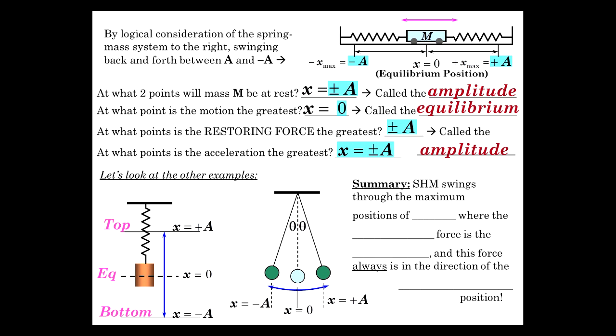So in summary, simple harmonic motion swings through the maximum positions of plus and minus A, the amplitude, where the restoring force is the greatest. That restoring force is always in the direction of the equilibrium position. And at the equilibrium position, it will be moving the fastest. So in the next video, we're going to look in more detail at the particular locations that the SHM object is in and what it's doing. We're going to actually graph it with respect to time and position.